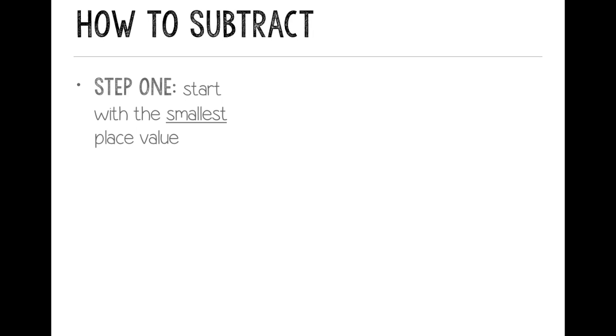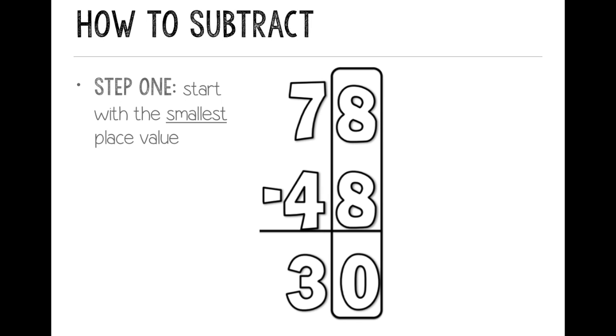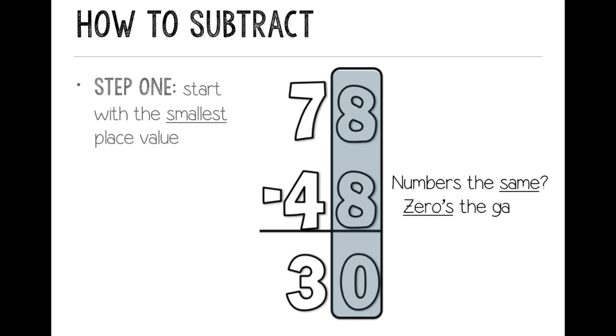So let's talk about how to subtract. Our first step is to start with the smallest place value, which will normally be our ones place. So if we look at 78 minus 48, we look at our ones place, 8 minus 8, and if the number's the same, 0 is the game. So 8 minus 8 equals 0. Then we can do our tens, 7 minus 4 equals 3.